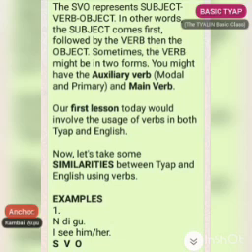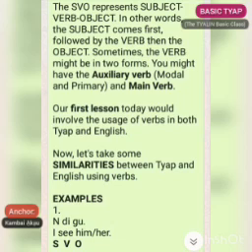Sometimes the verb might be in two forms. You might have the auxiliary verb and the main verb together in a sentence. And for the auxiliary verb, you can have the primary auxiliary verb and also the modal auxiliary verb. So, in other words, the subject comes first, followed by the verb, and then the object. Our first lesson today would involve the usage of verbs in both Tyap and English.